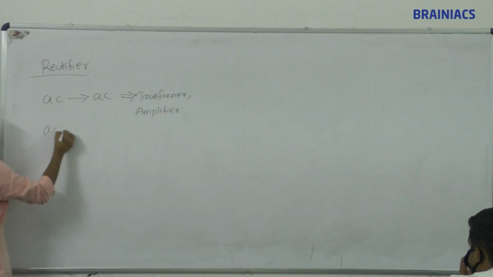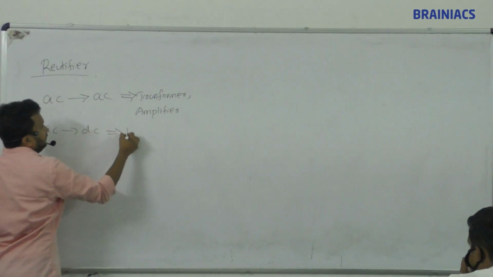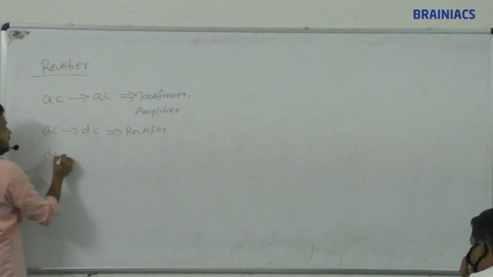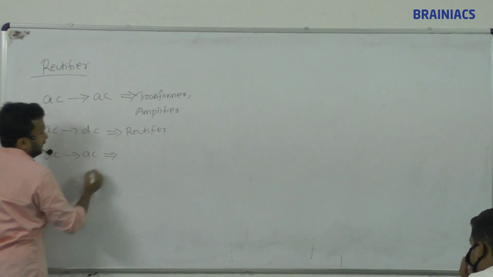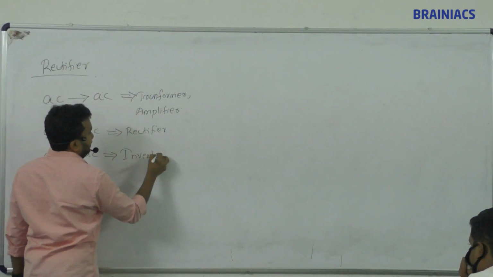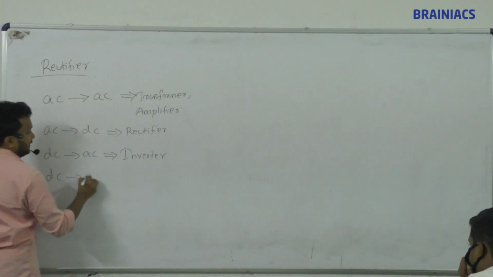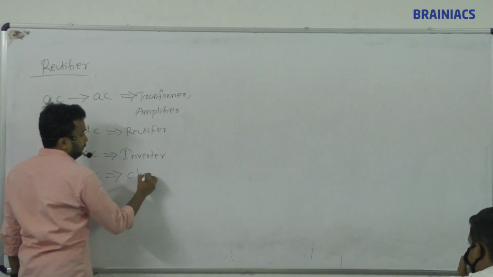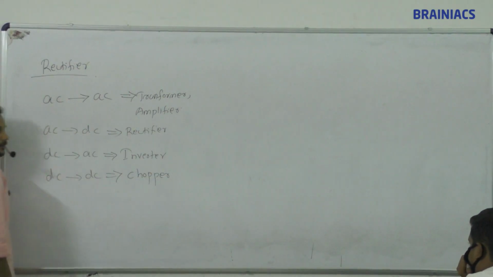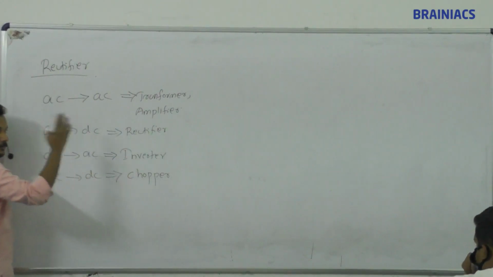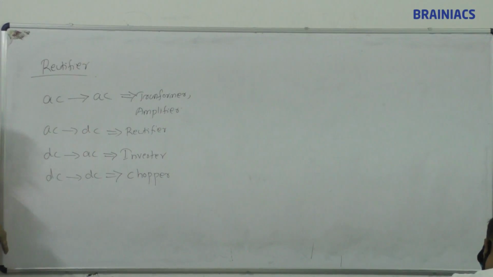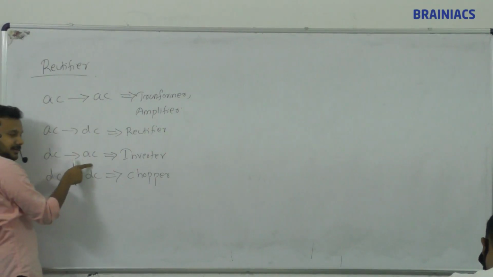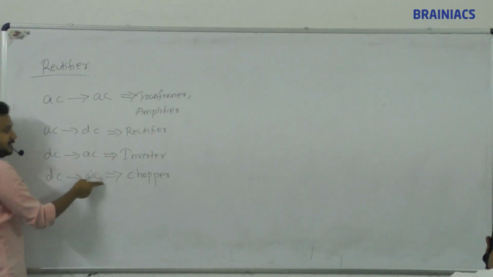AC into DC converter is called a rectifier. Then what else? DC into AC converter is called an inverter. The last one, DC into DC converter, is called a chopper. Chopper circuits. AC into AC is called a transformer or amplifier, where one level of AC is converted to another level of AC, stepped up or stepped down. Converting AC into DC is a rectifier, which is what we are going to learn now. Converting DC into AC is called an inverter. Converting DC into DC is called a chopper.